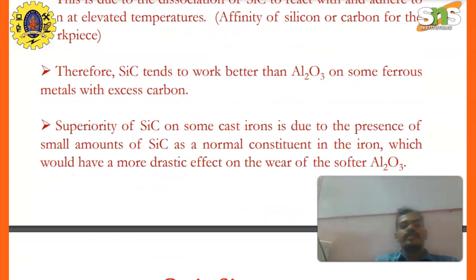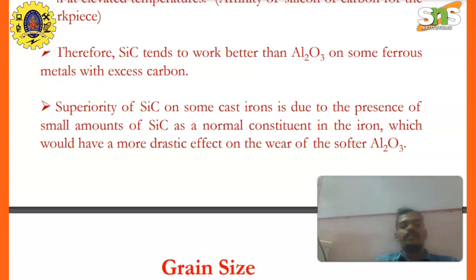Therefore, SiC tends to work better than Al2O3 on some ferrous metals with excess carbon. The superiority of SiC on some cast irons is due to the presence of a small amount of SiC as a normal constituent in the iron, which would have a more drastic effect on the wear of the softer Al2O3.